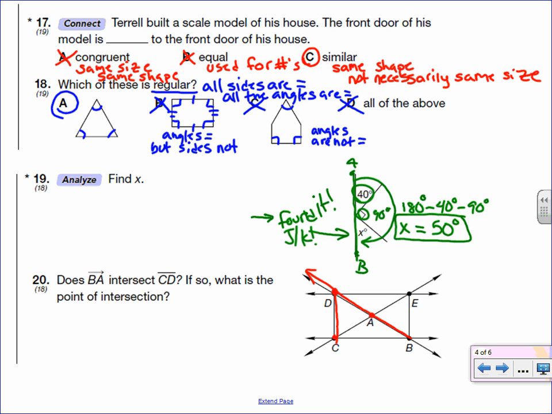If so, what is the point of intersection? Well, we can see right here that CD and ray AB intersect at point D. So yes, they intersect, and the point of intersection is D.